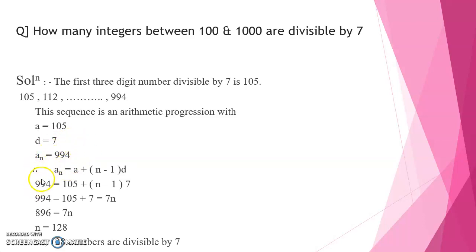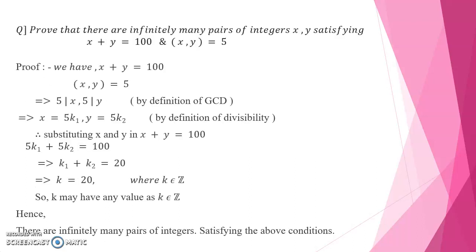So we know the formula for the nth term of an AP, that is Tn or An is equal to a plus n minus 1 into d. Substituting the above terms in the formula, we have 994 minus 105 plus 7 equal to 7n, which is nothing but n equal to 128. So 128 numbers between 100 and 1000 are divisible by 7.